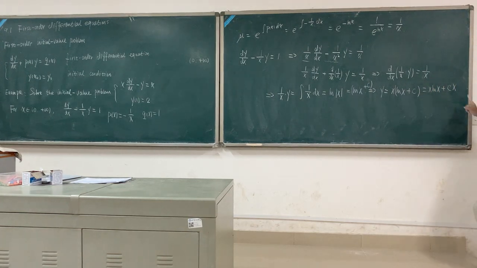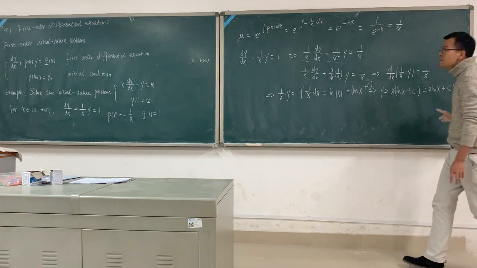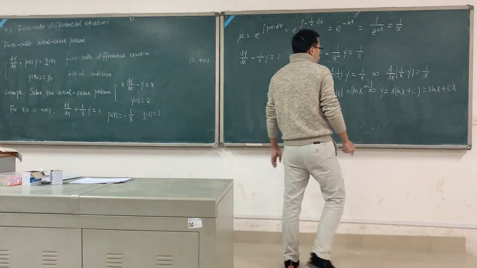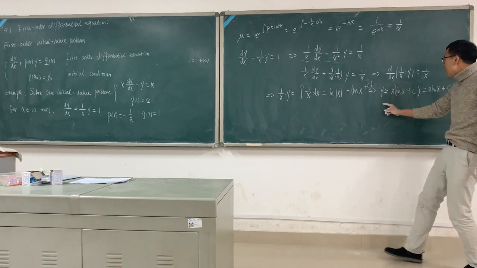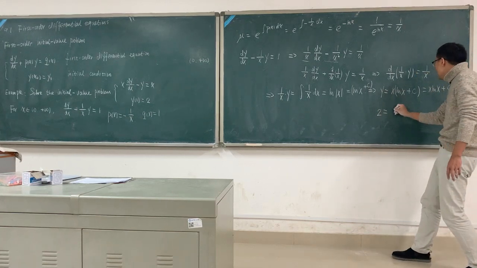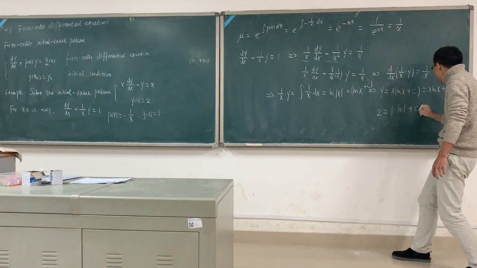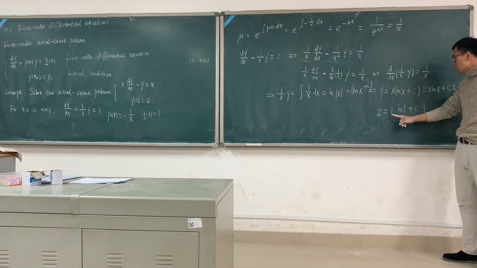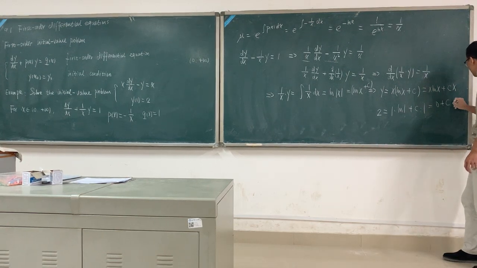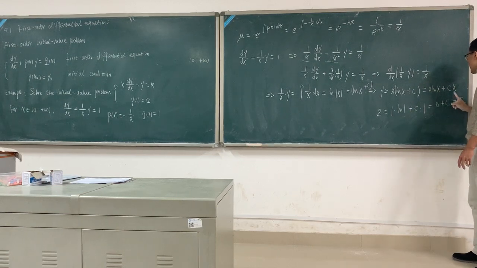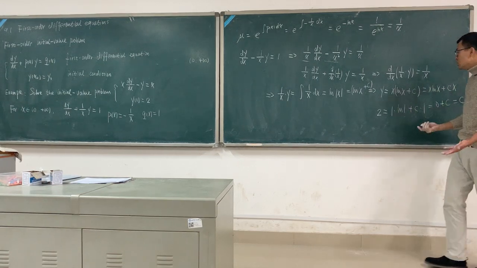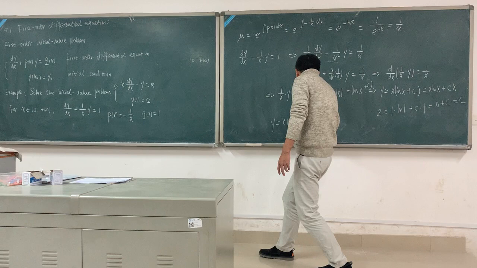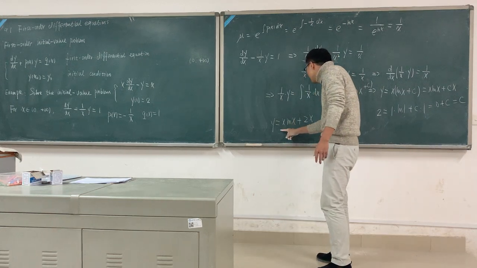This is the general solution. Now when x equals 1, y equals 2, so we replace: 2 equals 1 times ln 1 plus c times 1. Ln 1 is 0, so it is 0 plus c, which equals c. So c is 2, and the result is y equals x times ln x plus 2x. So this is the result.